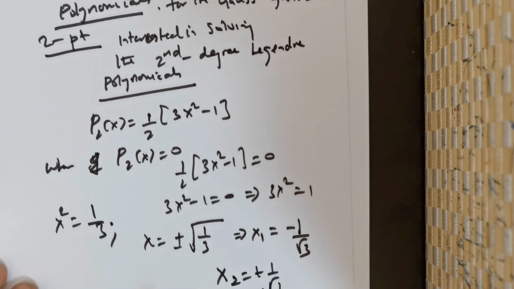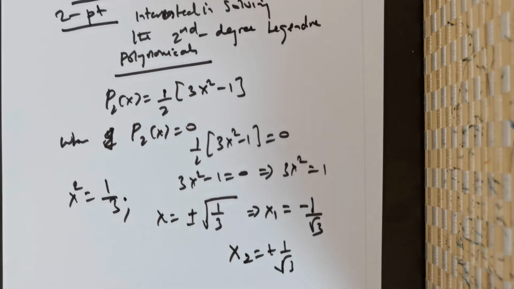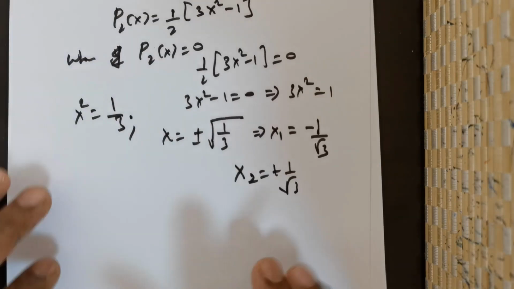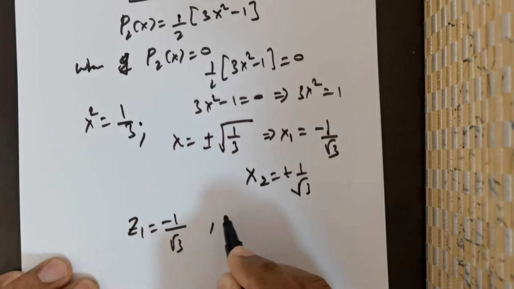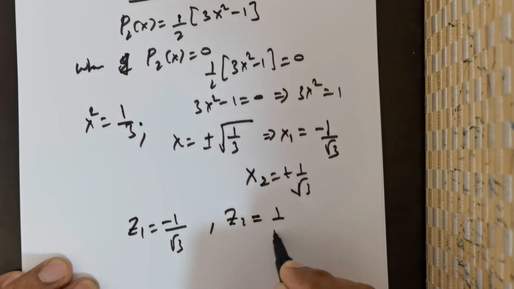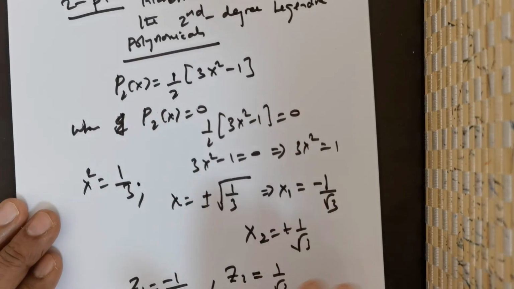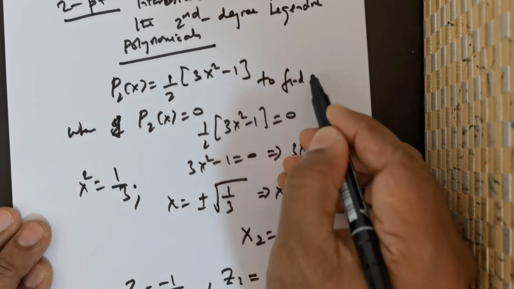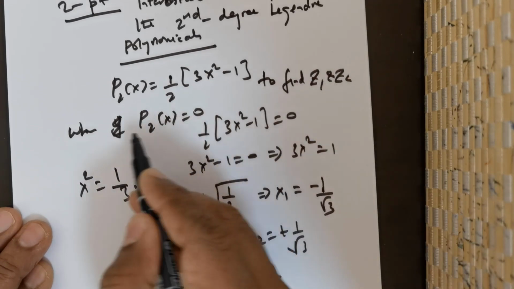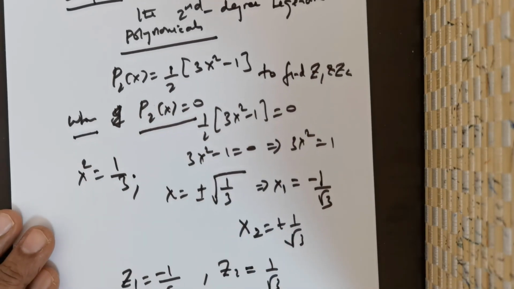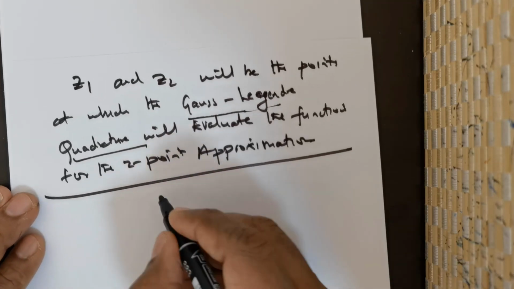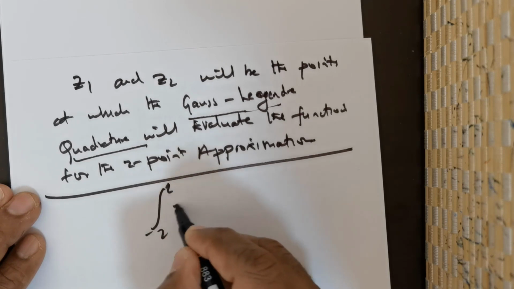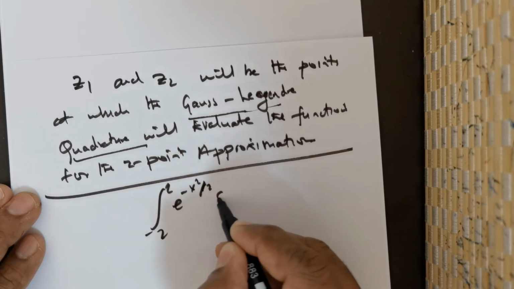Now if you remember the previous point, we are actually associating these values x1 and x2 to z1 and to z2. So in other words, to find z1 and z2, we are taking the polynomial to be equal to 0. So that is the all important point to solve this question, integral from negative 2 to 2 of e raised to the power of negative x squared over 2 times dx.